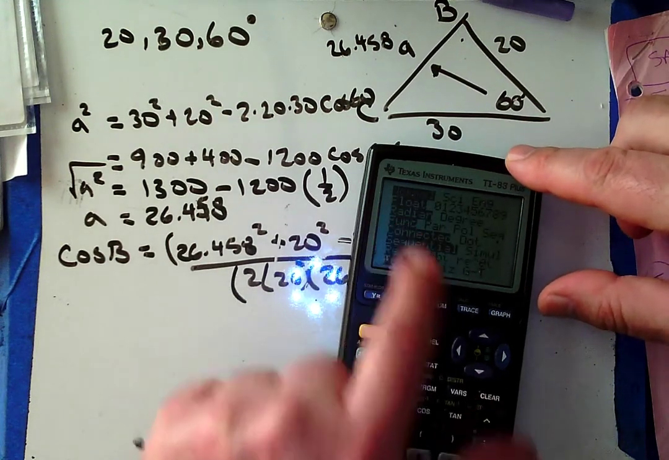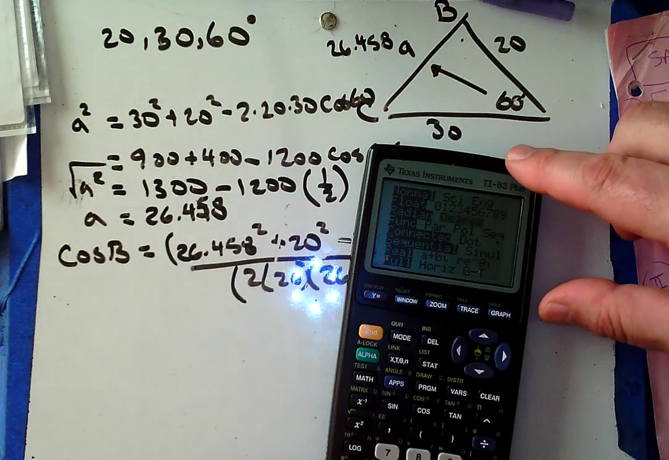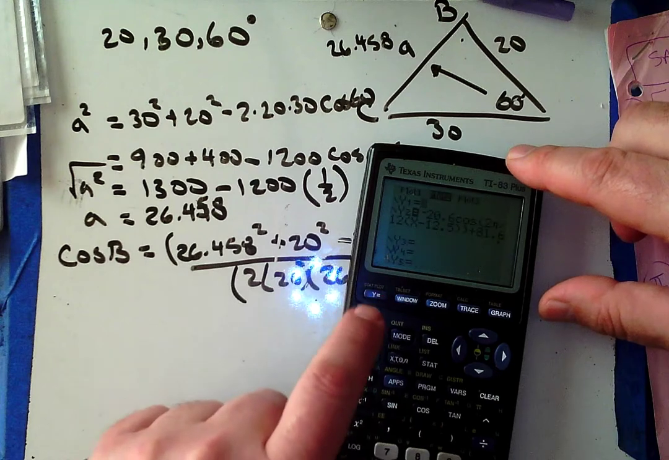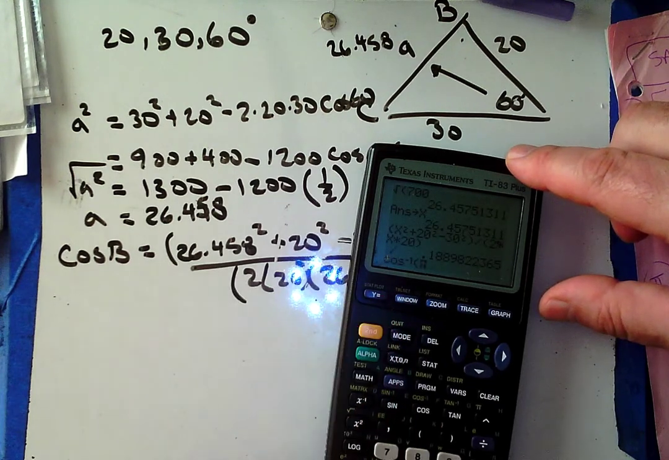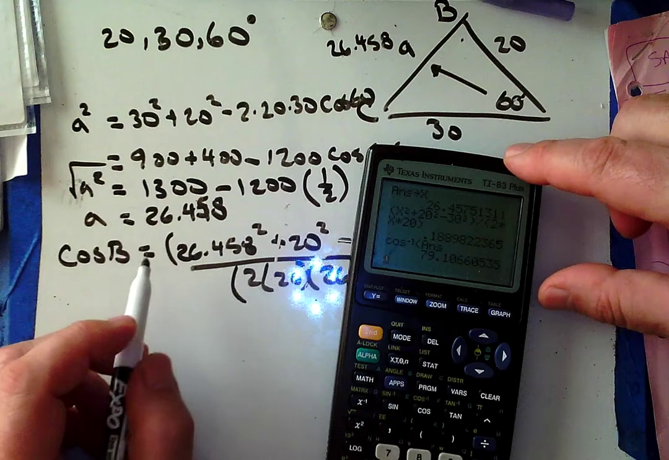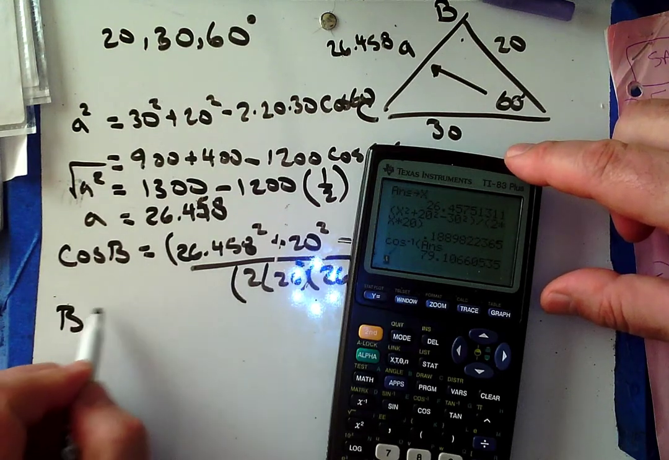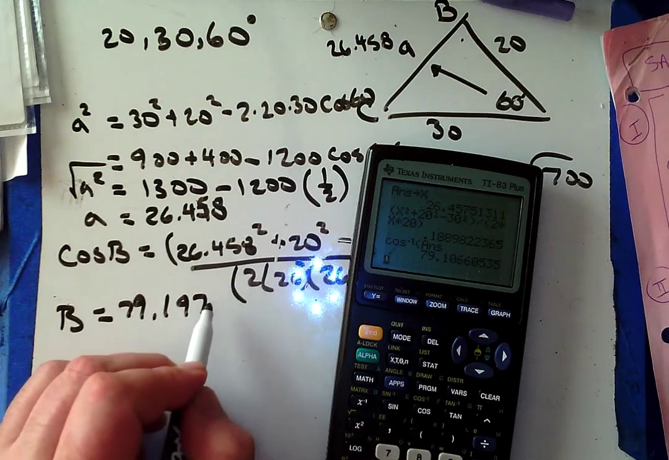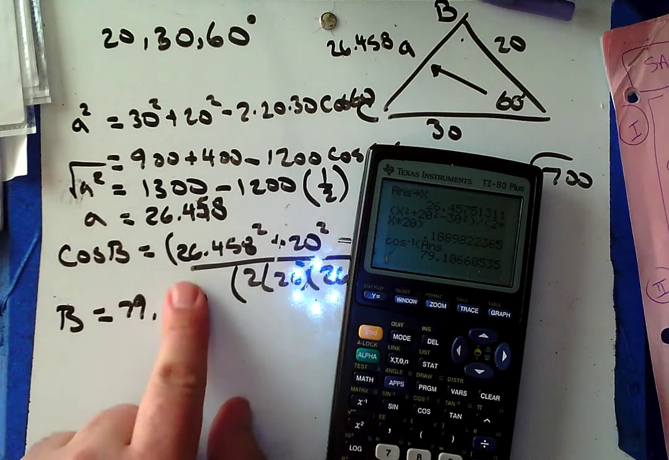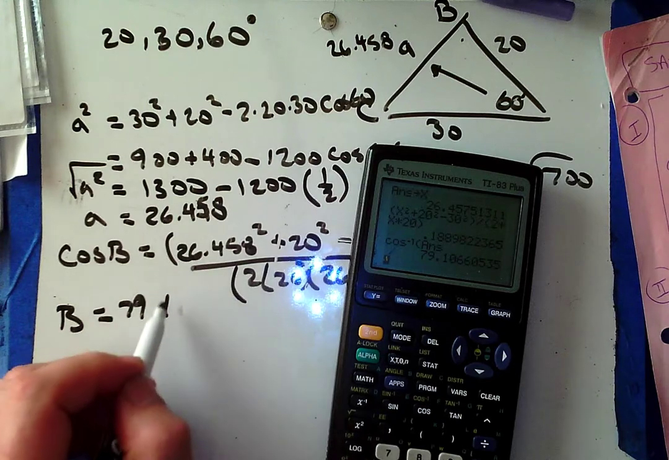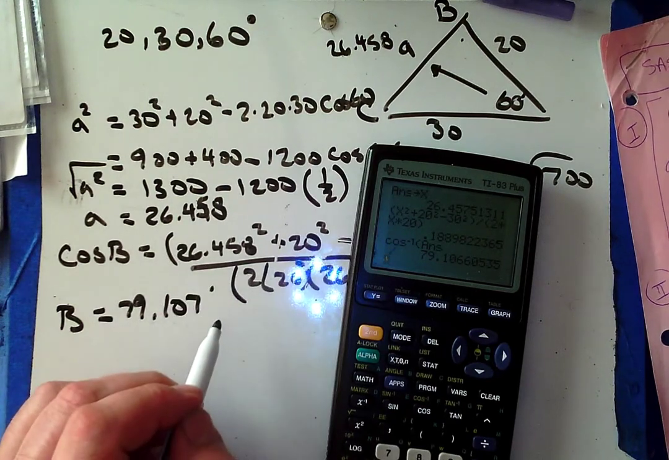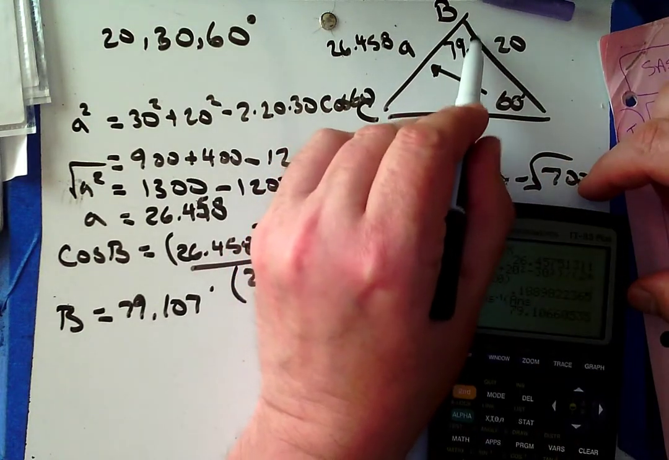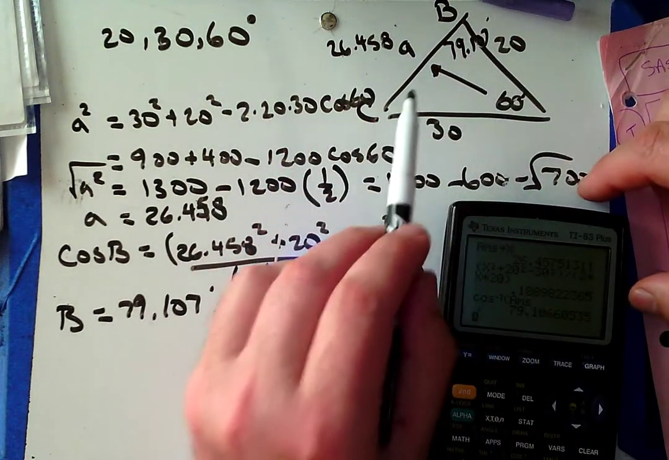Let me check my mode. I see that I'm in radians, so I'm going to switch over to degrees and say inverse cosine of that answer, and I get that big B is 79.107 degrees. Great. What about big C?